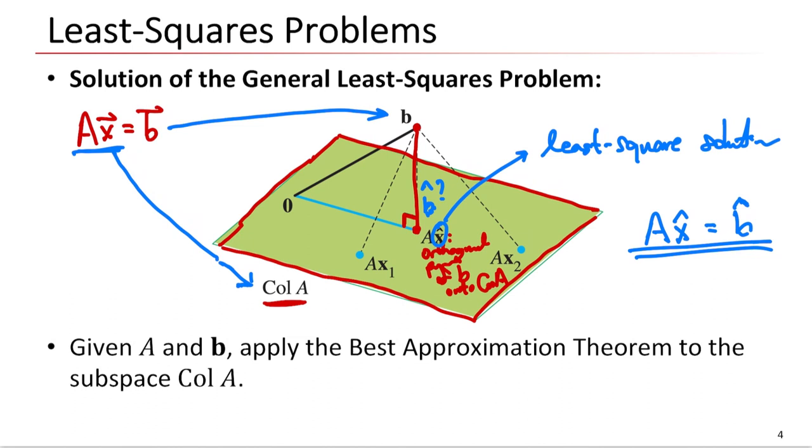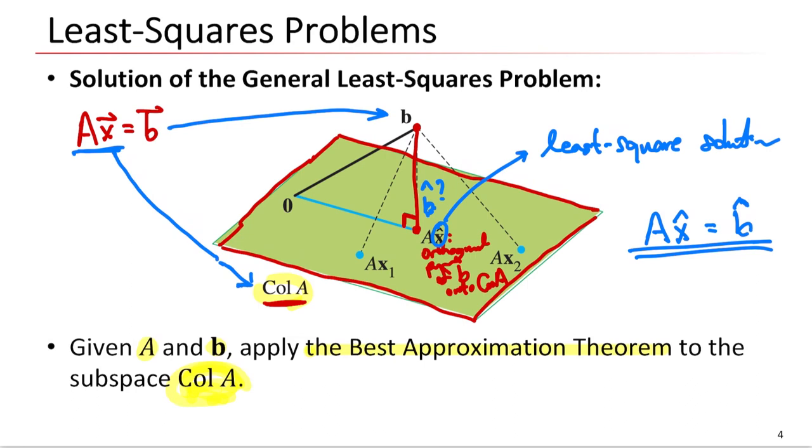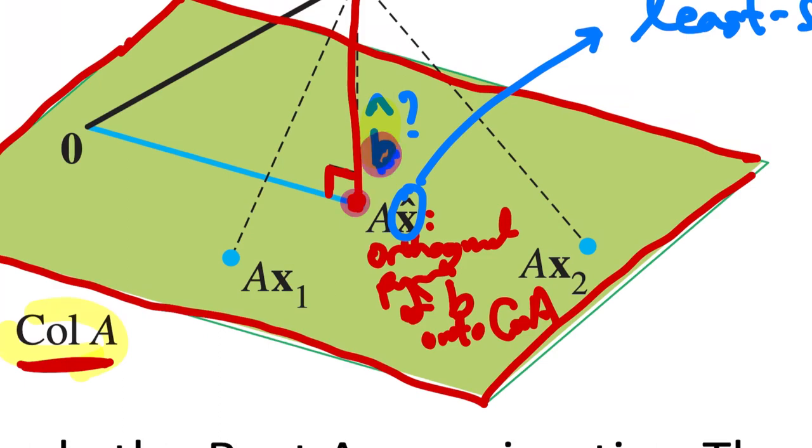Okay, let's do that. Given a matrix A and vector b, apply the best approximation theorem from lecture 10 here, right? To the subspace column space of A, right? So let's say, okay, what is the p hat? We can represent the p hat as this one: the orthogonal projection of the vector b onto the column space of A, right? And we already know the p hat is in the column space of A.